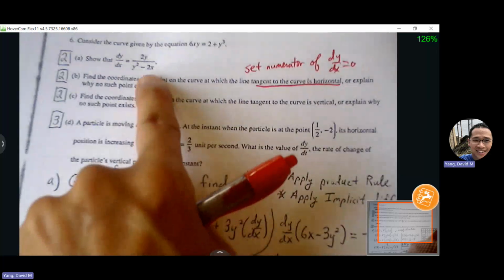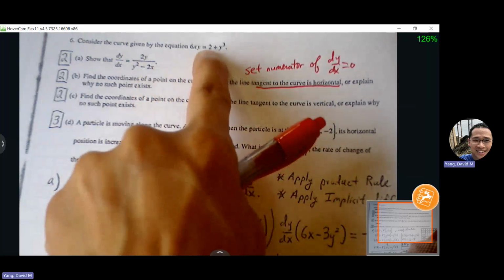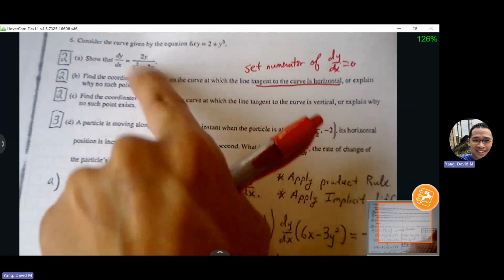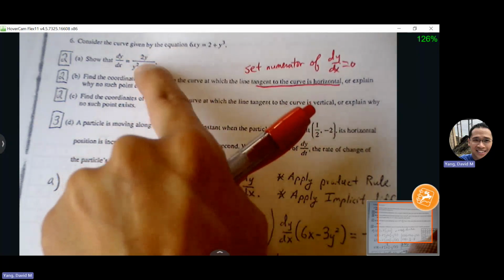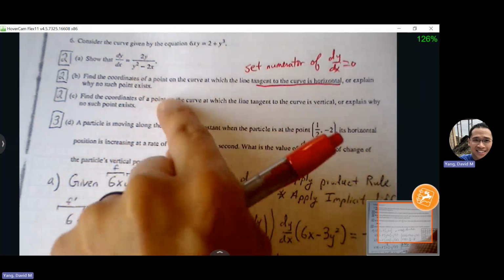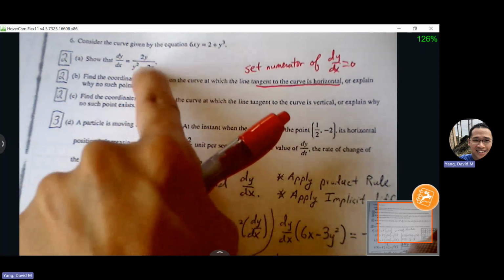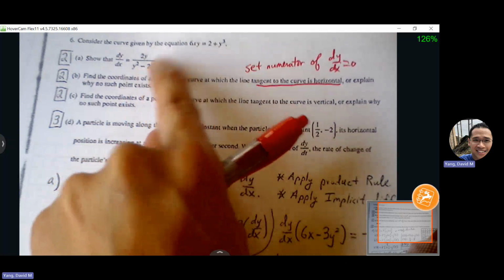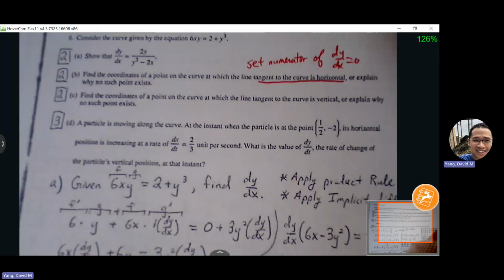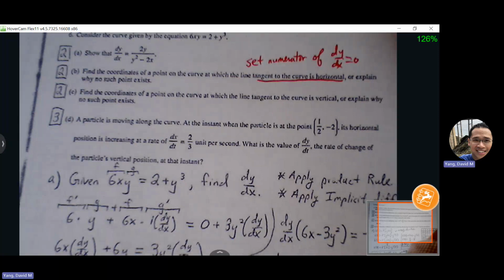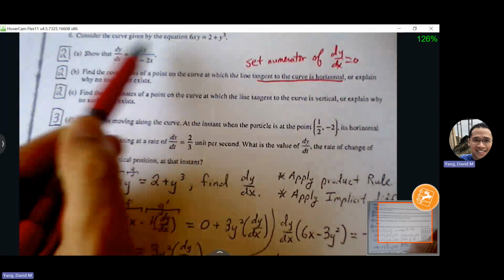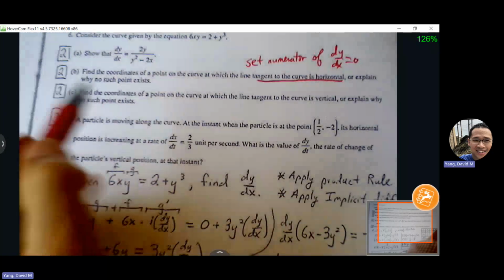So this problem is set up nicely in the sense that even if students mess up part A, they can still do parts B and C because they have a dy/dx to work from. I think they designed it that way, so that even if students couldn't do part A, they can still do parts B and C because they have a starting point from part A.